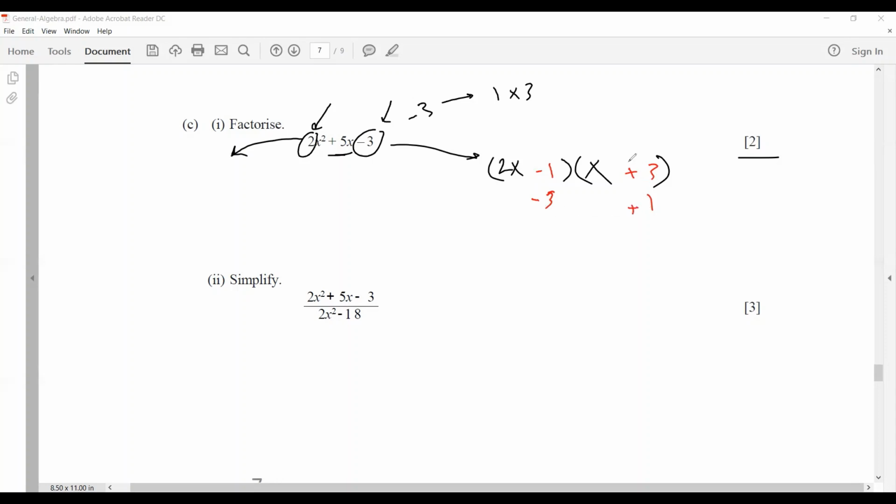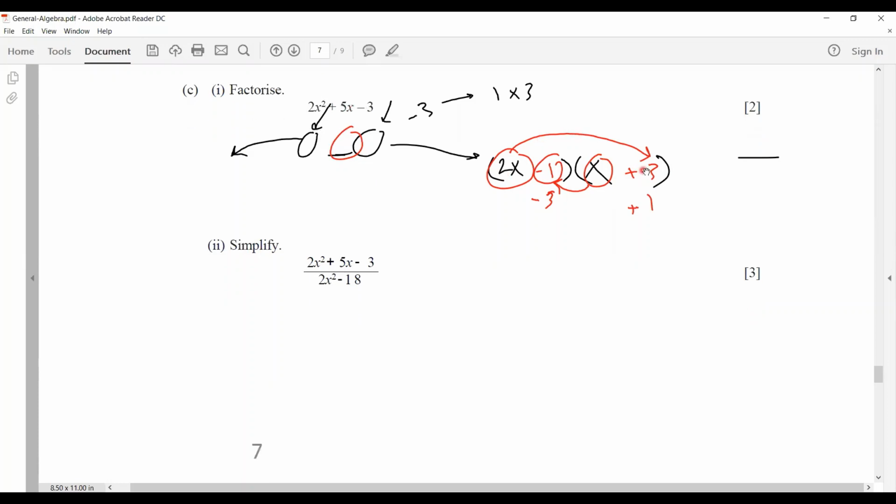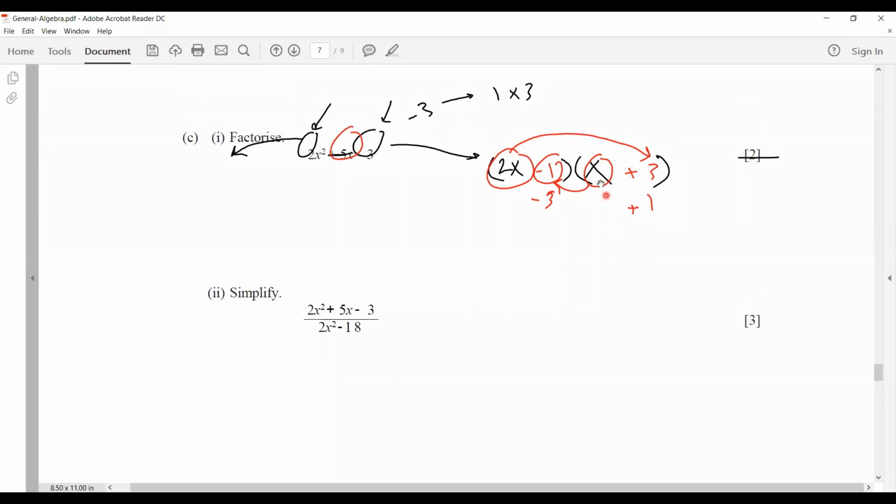And now you do it very fast. I'm looking for 5x. So you look at these two. When you want to find the middle terms, you just have to multiply these two and these two and then add them together. Right now, that gives me 5x already. 2x times 3, 6x. And this is negative x. 6x with negative x, 5x. And that is done.